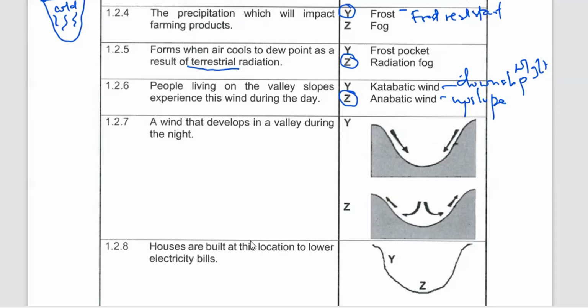Then moving on to the next question, a wind that develops in a valley during the night is a downslope and is typical of the wind at Y, which is katabatic.